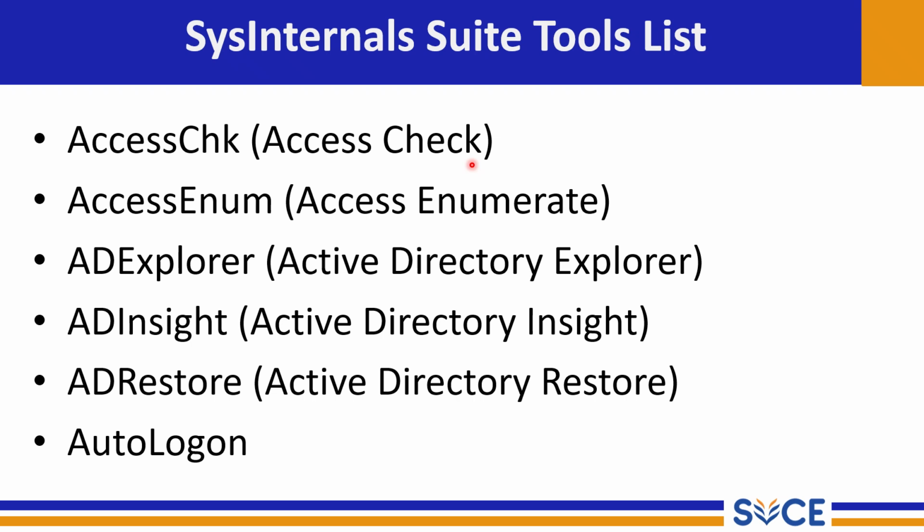So this tool provides all this information. And next, like AccessEnum, that is Access Enumerate. It is a GUI-only tool that shows what access users have to directories, files, and registry keys on the system. And it is typically used to find inconsistencies with the permissions.